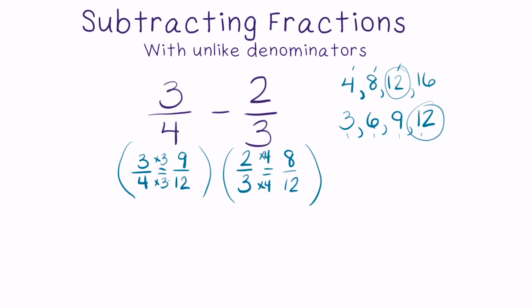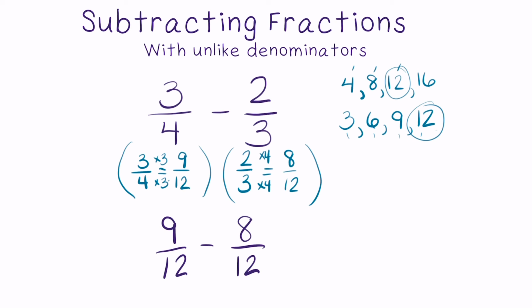Next, we can rewrite our problem of 3/4 minus 2/3 using the equivalent fractions as represented in twelfths. So 9/12 minus 8/12. You see, this problem has the same value as our original problem. It just now represents the use of a common denominator of 12.